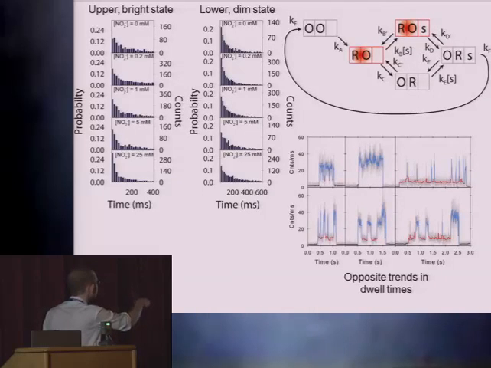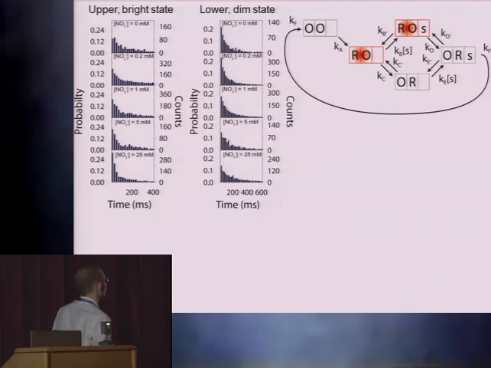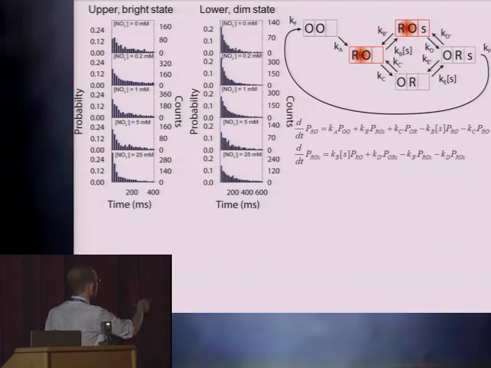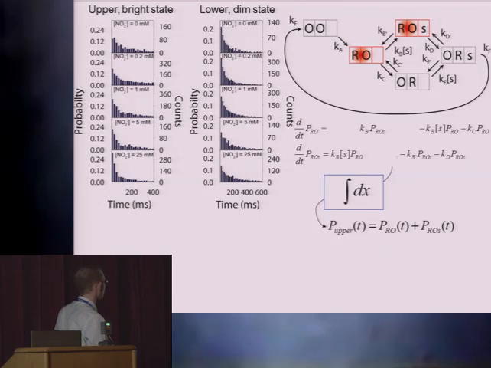So I get opposite trends in my dwell times in the upper state and my dwell times in the lower state. Okay, I can go through the same rigmarole as before. I again write down my differential rate law, but again, I have two bright states, so I have to do it twice. I again lose all my terms that populate this state, and only look at the ones that depopulate it. Then I integrate up, and I won't show you the result of that.